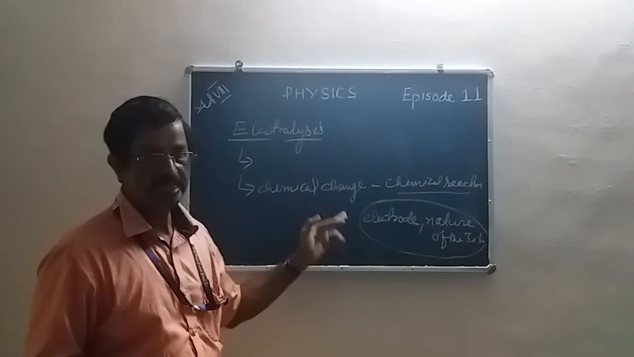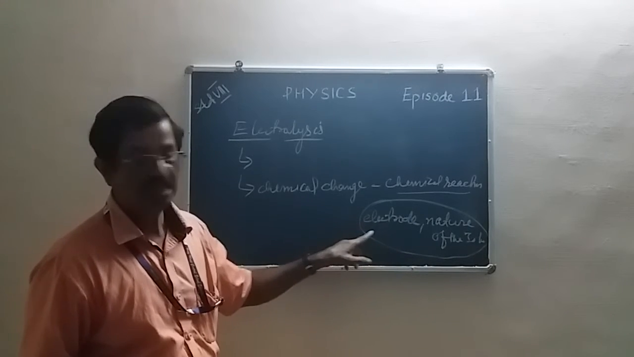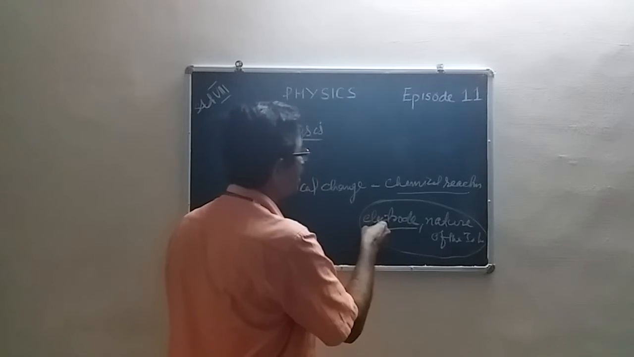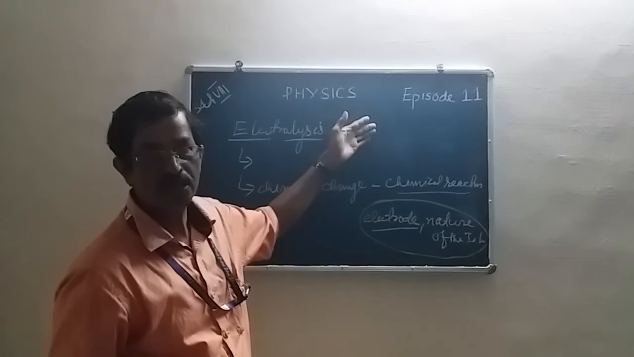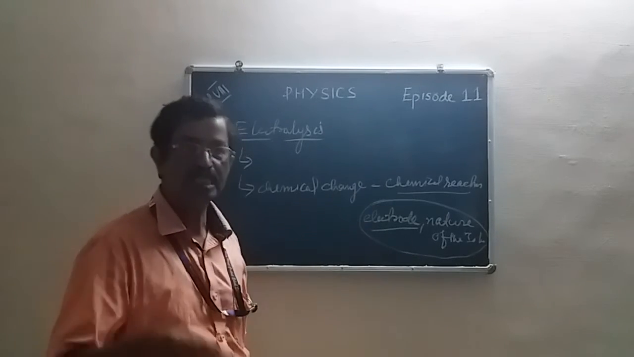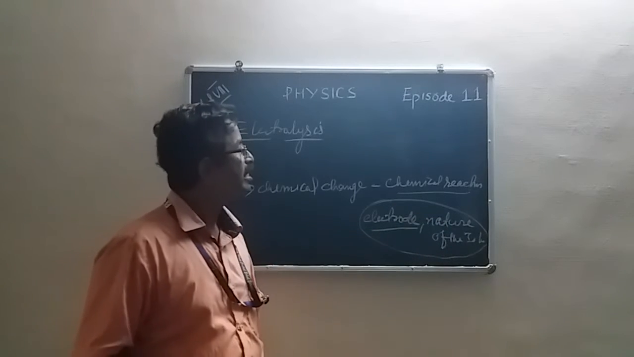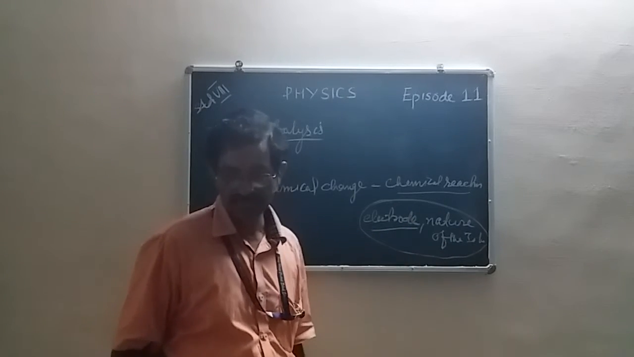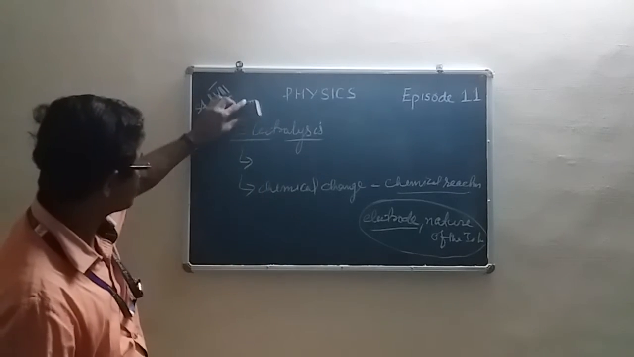So the rate of reaction depends on the electrode which we used. That means if instead of one type of electrode we use another type of electrode, then the rate of reaction can change. And also it depends on the nature of the solution.